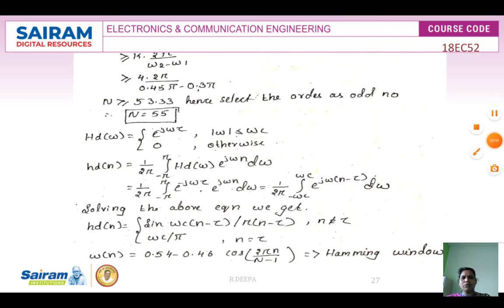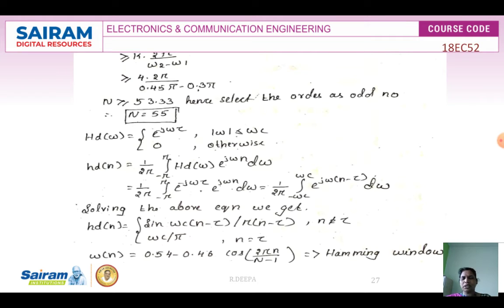You need to start with finding HD of omega. So what is HD of omega? Generally for a low pass filter it is e power of minus j omega tau, for modulus of omega less than or equal to omega c, and it is 0 otherwise, right. And as per the procedure, first you have to find HD of n using the inverse discrete Fourier transform formula as 1 by 2 pi integral from minus pi to pi of HD of omega into e power of j omega n d omega.